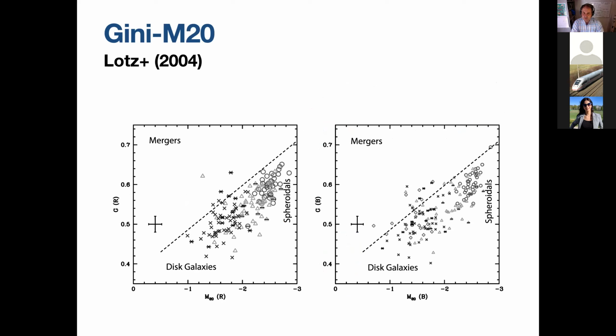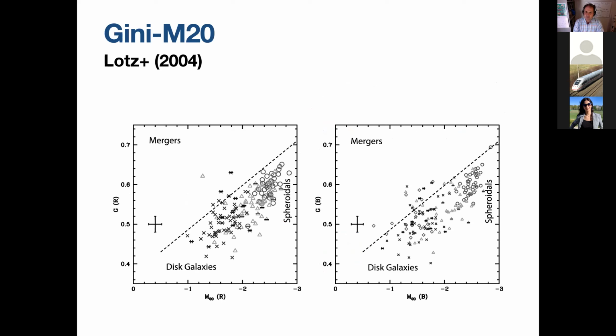Jennifer Lotz in 2004 published her paper with the GeM20 method. And yep, same idea. You have disk galaxies on one side, spheroidals on the other. So you see the little circles of the spheroidals, the triangles that are dwarf spheroidals, and then the X's are disk galaxies.